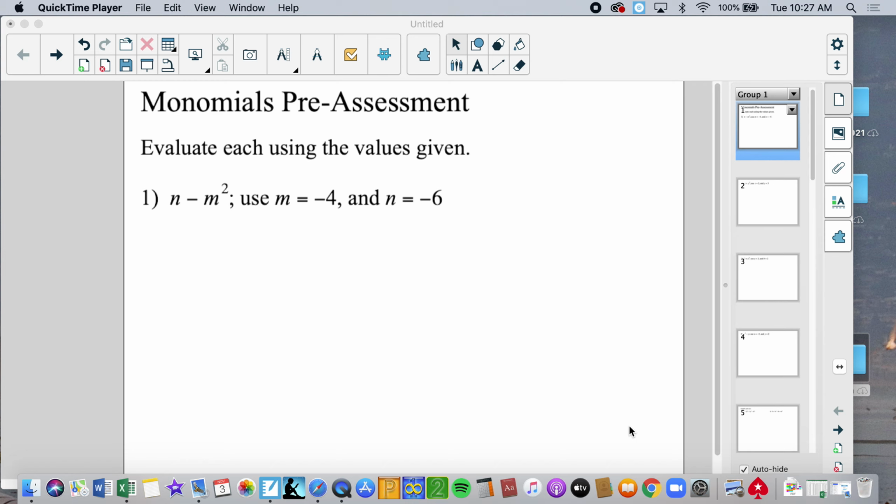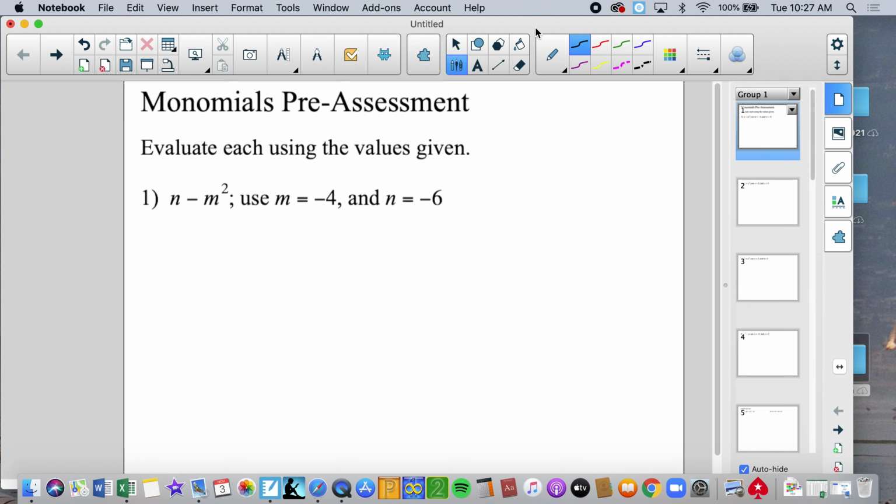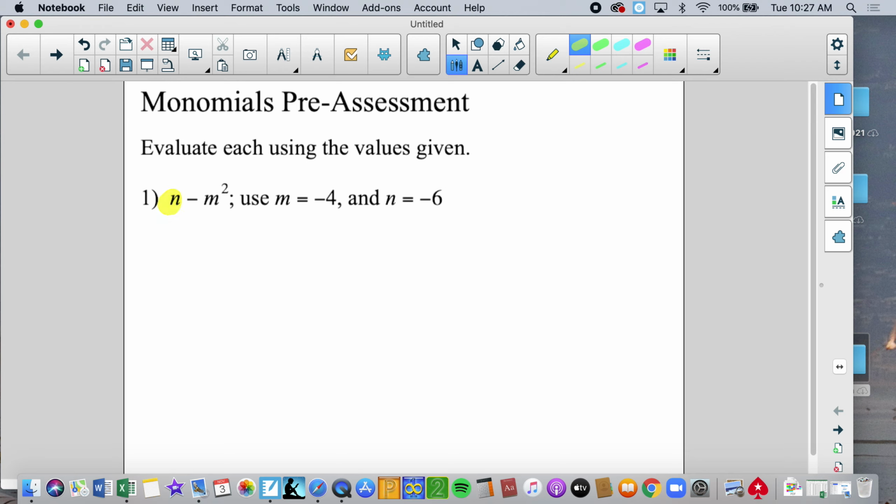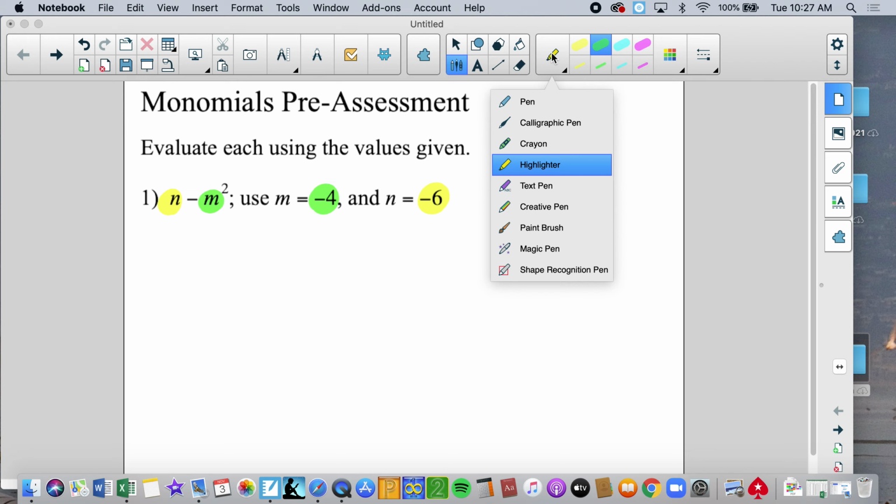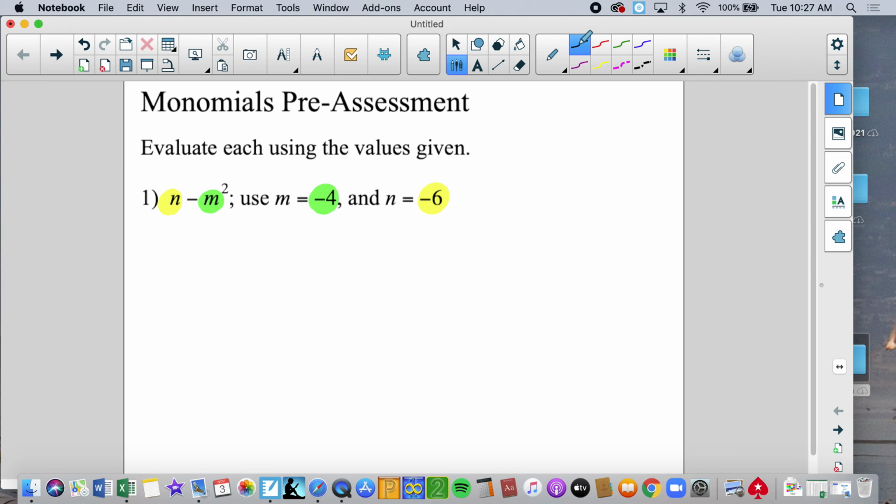This is the pre-assessment for monomials. The first question that we have is we have an expression and we have values that we have to substitute in. So wherever we see an n, we're going to substitute a -6. Wherever we see an m, we are going to substitute a -4. So notice that double negative is going to be very interesting.